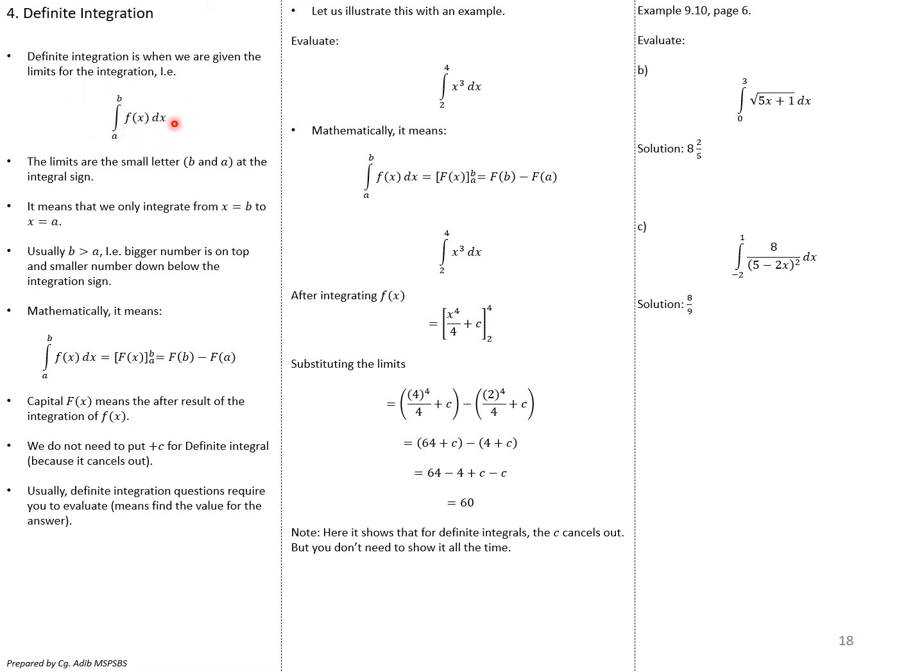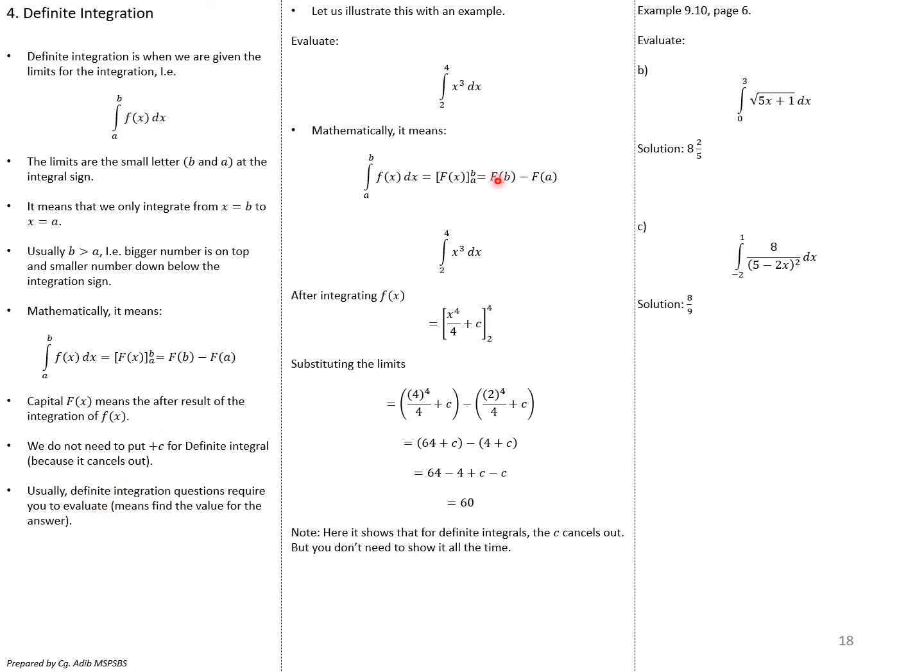So what does this mean mathematically? Mathematically this means we integrate f, and then we substitute the upper limit minus the lower limit. We do not put plus c because it cancels out. Usually definite integration requires you to evaluate, which means you need to get the value. What number is it?